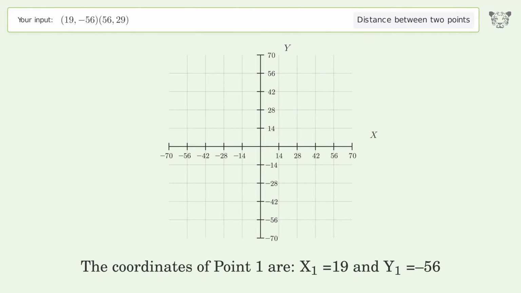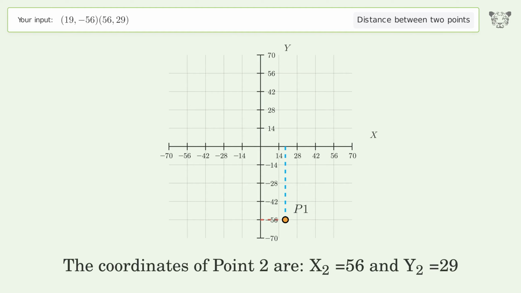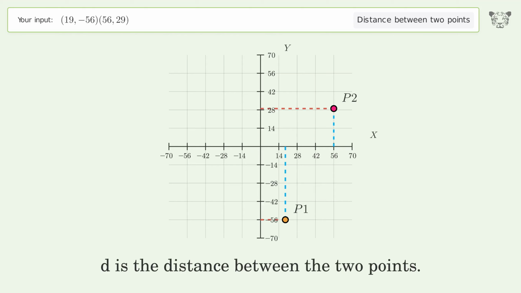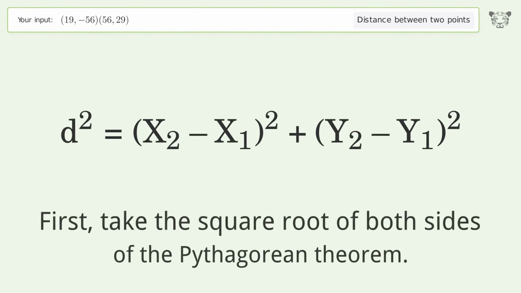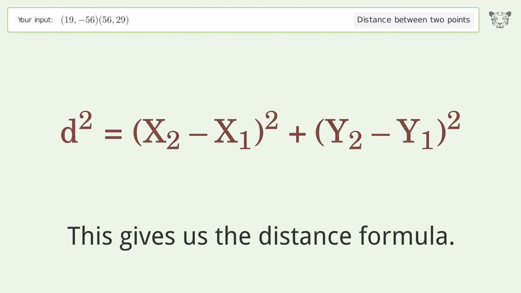The coordinates of point 1 are x1 equals 19 and y1 equals -56. The coordinates of point 2 are x2 equals 56 and y2 equals 29. D is the distance between the 2 points. First, take the square root of both sides of the Pythagorean theorem. This gives us the distance formula.